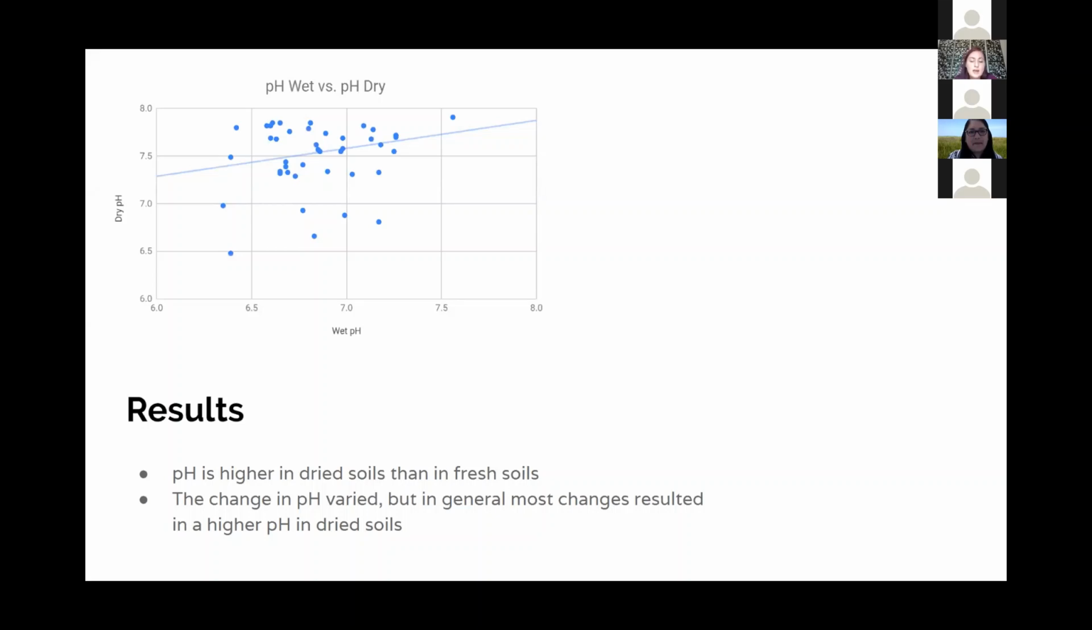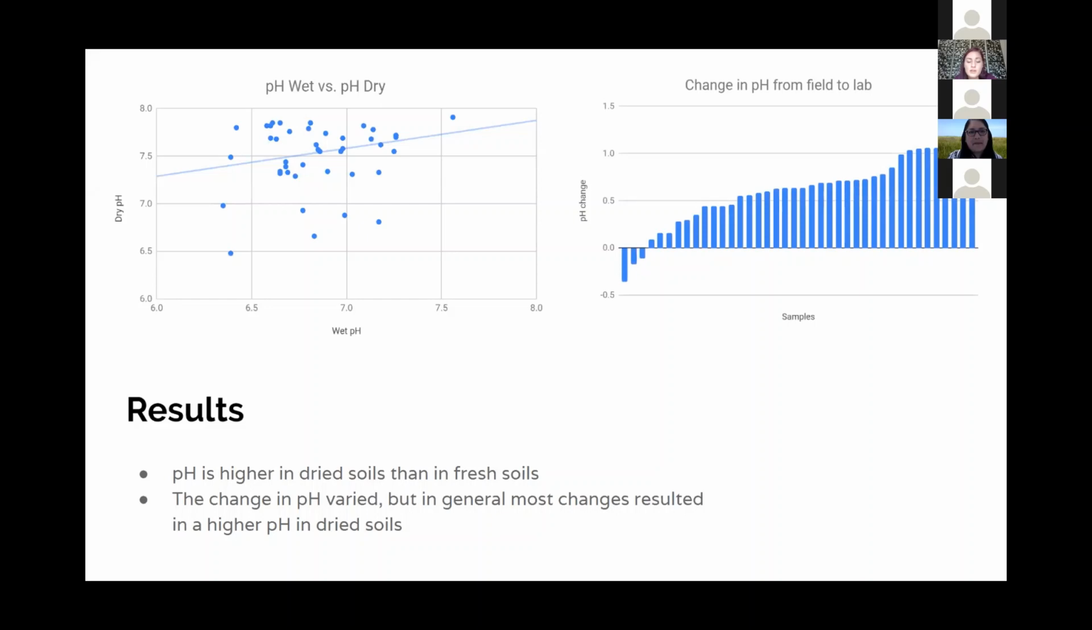Interestingly, you can see that pH in dried soils was generally higher than in fresh soils. You can also see a wide range of changes in pH from testing in the field to testing in the lab after drying. These changes vary from a difference of 0.09 to a difference of 1.42.